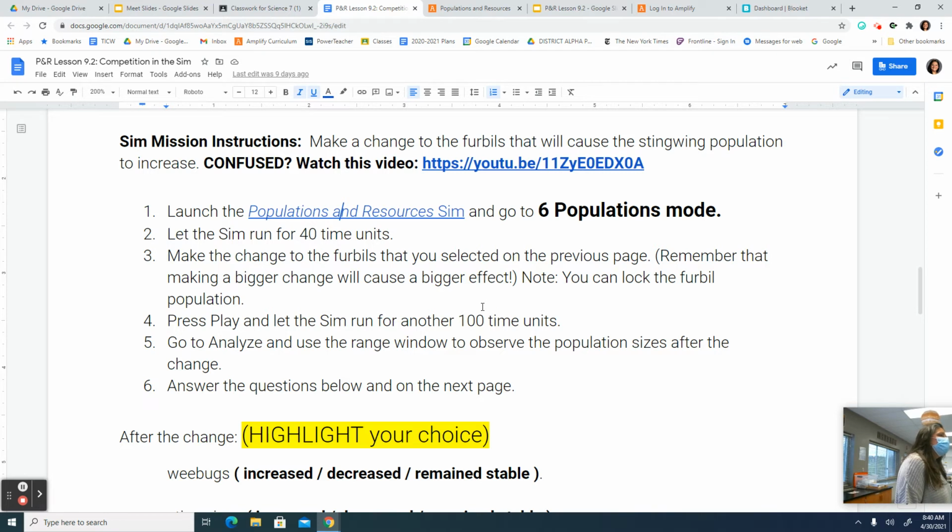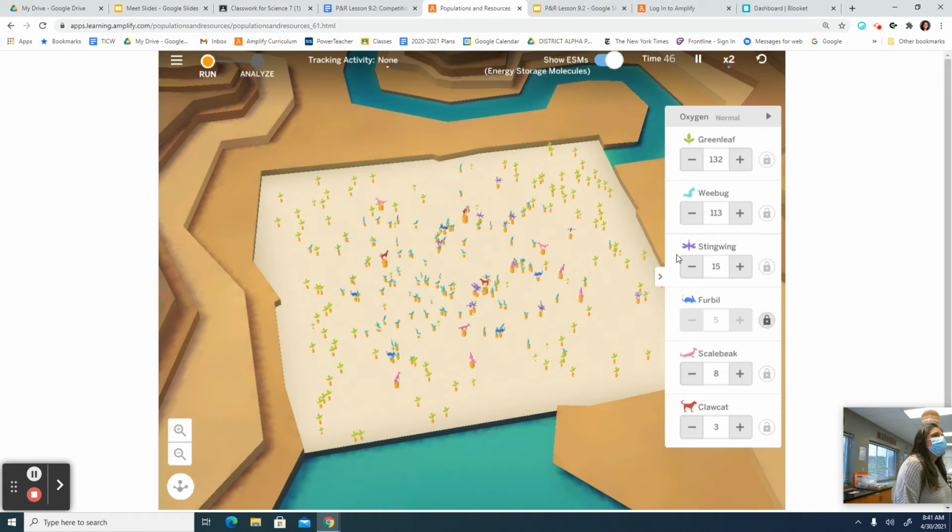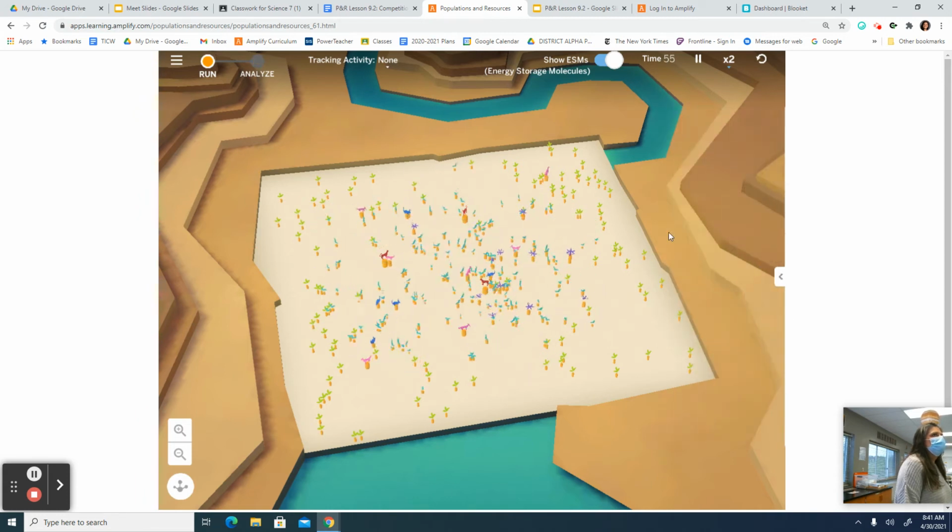Press play and let the sim run for another 100 time units. So now I got to pause it at 143.